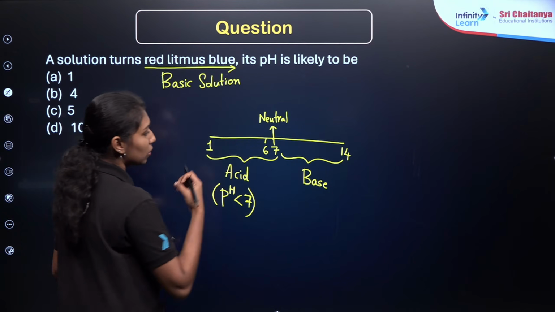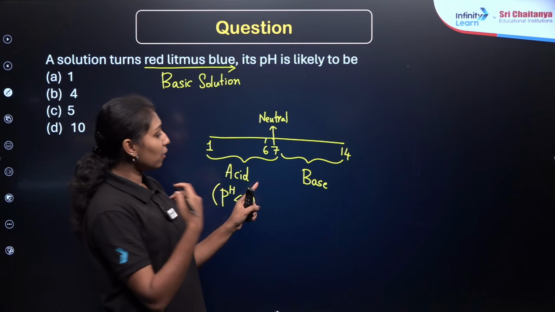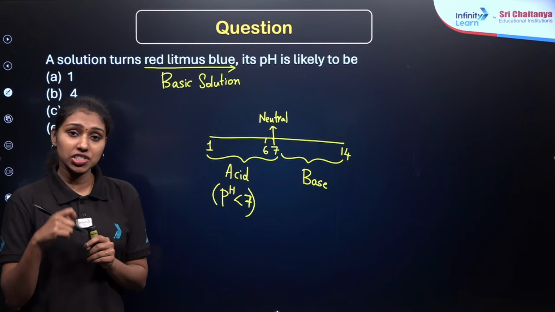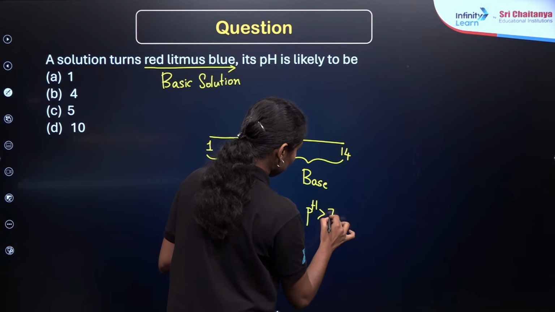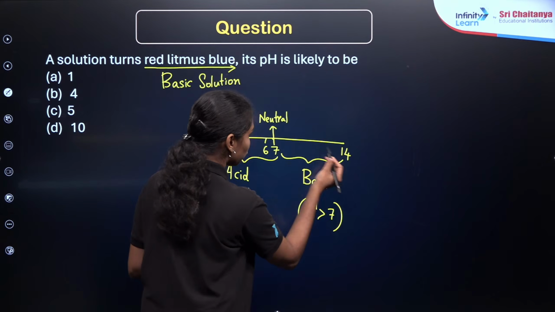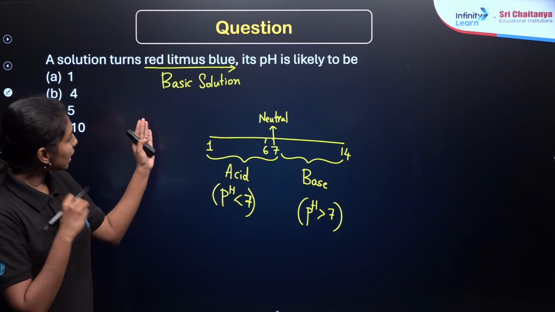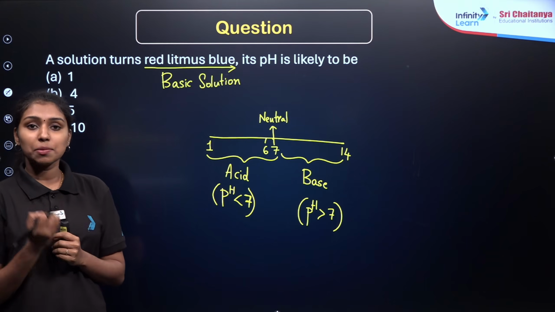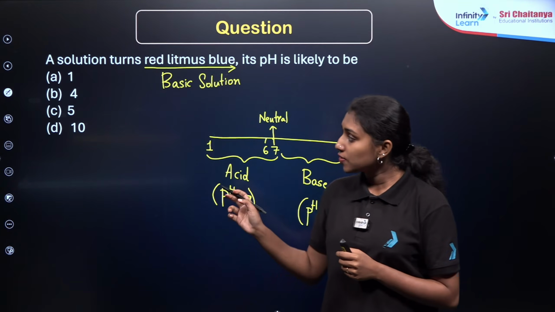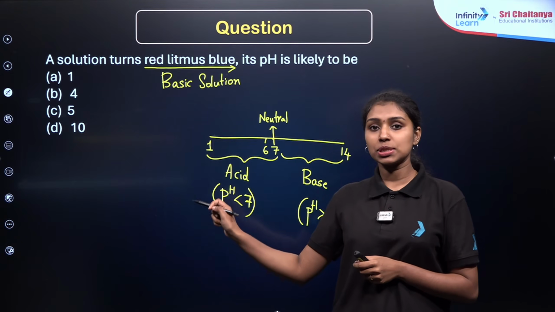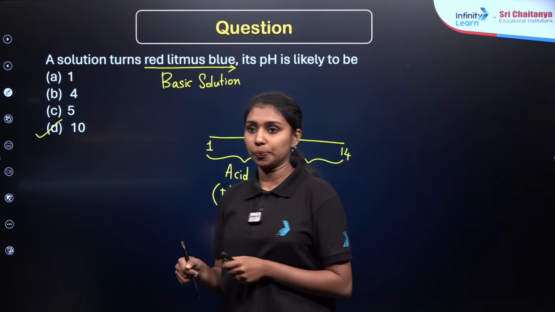Then what about the neutral solution? Neutral solution will be having the pH equal to 7. Then any substance having the pH greater than 7, from 7 to 14, will be known as the basic solution. Now you can give here, right? Here is the change of red litmus to blue, which means that it is a basic solution. So obviously it will be having the pH value greater than 7. So which are the options provided here? Only one option is possible, that is pH equal to 10. Option D will be the correct answer.